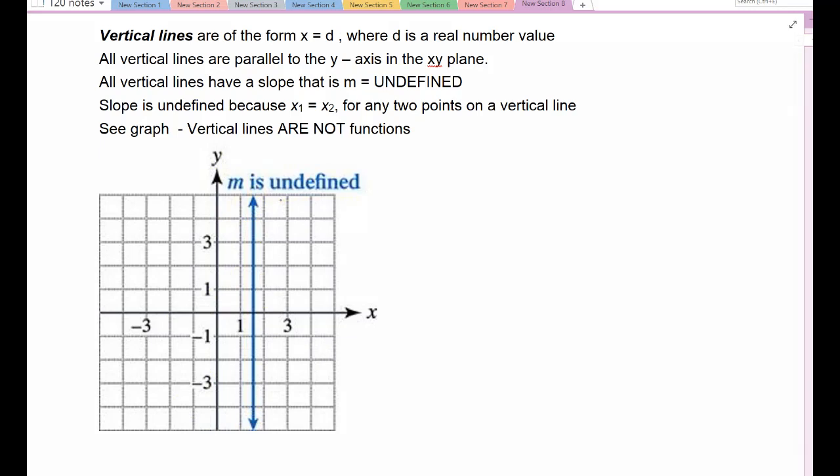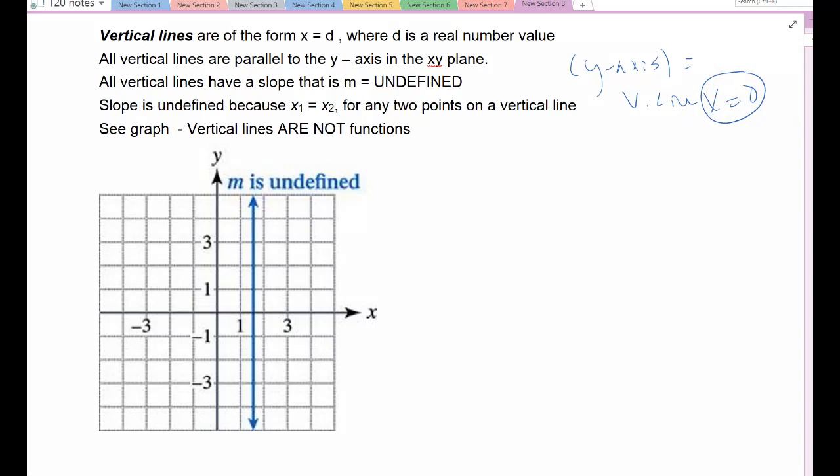So every single vertical line is parallel. Actually, the y-axis is a vertical line. The y-axis is the vertical line x equals 0. Just kind of FYI there. All vertical lines have a slope that is undefined.